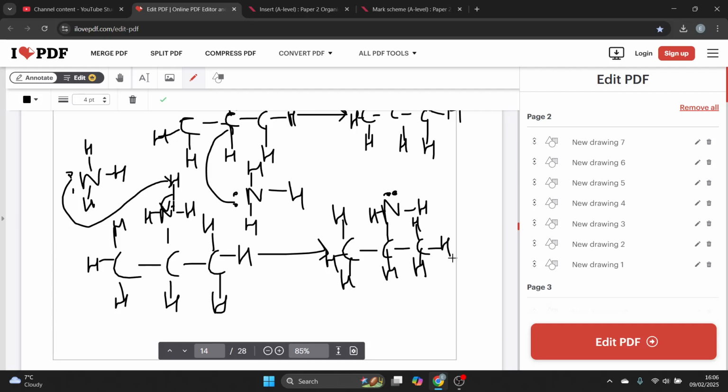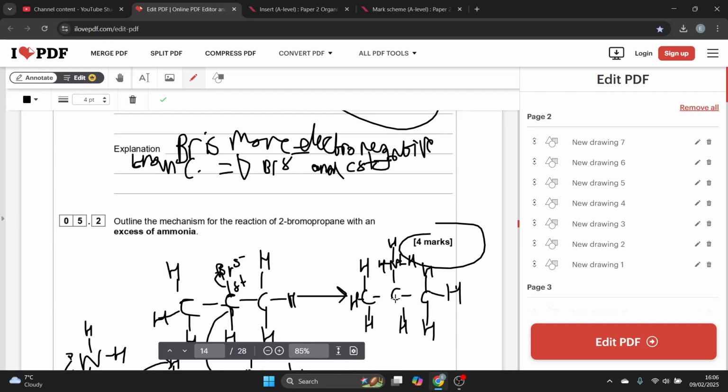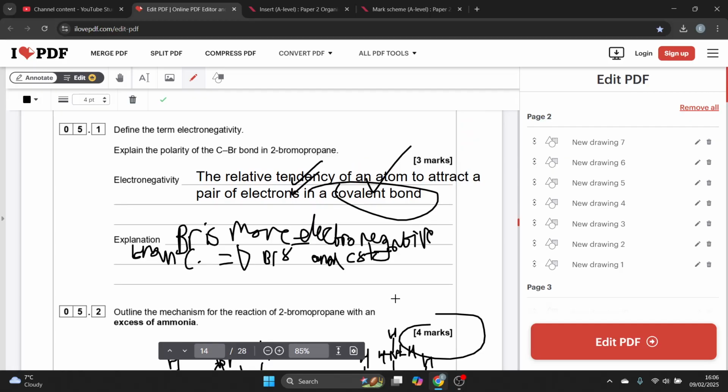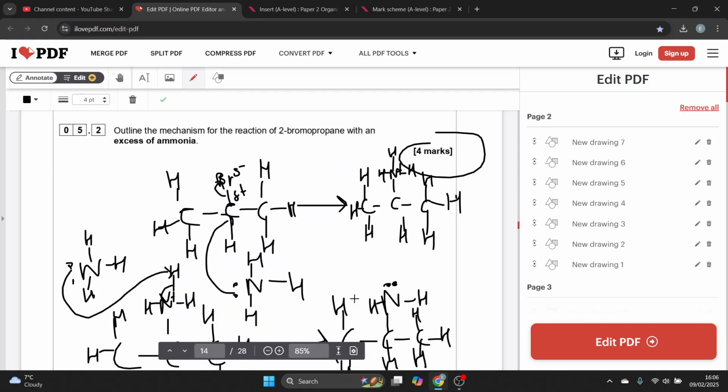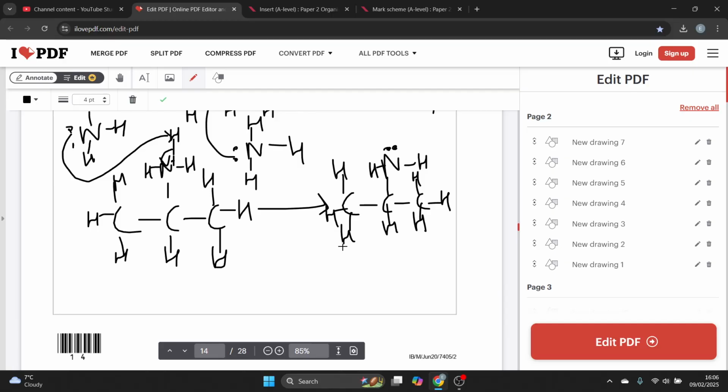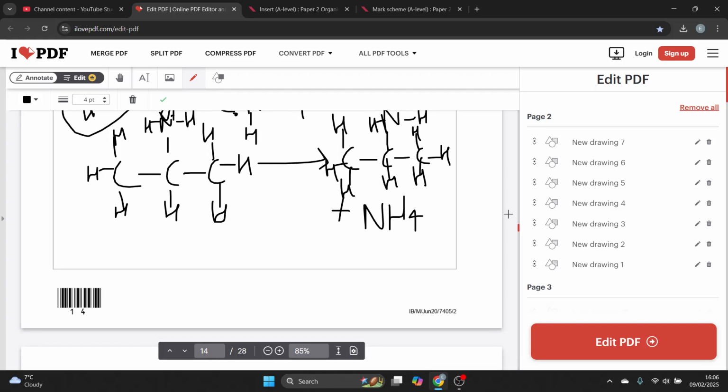So did it say for skeletal formula? Because in the mark scheme it's skeletal formula. It didn't. So yeah, mine's completely correct. There you go. Takes proton, and then you've got NH2. And don't forget your NH4 plus ion. It will bond with the Br minus lone pair of electrons. So NH4Br. For 4 marks.